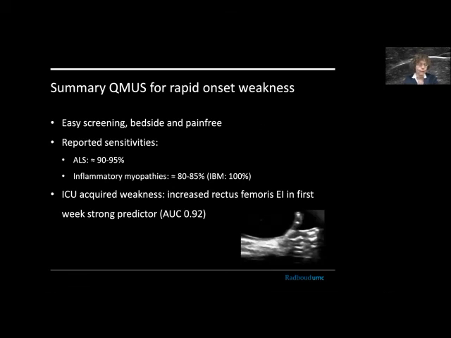So again, quantitative muscle ultrasound for rapid onset weakness. It's easy. You can do the screening bedside or in your outpatient clinic. It's pain-free. It has high sensitivities reported for important diagnoses such as ALS or inflammatory myopathies. And you could also use it in the ICU to predict ICU-acquired weakness.